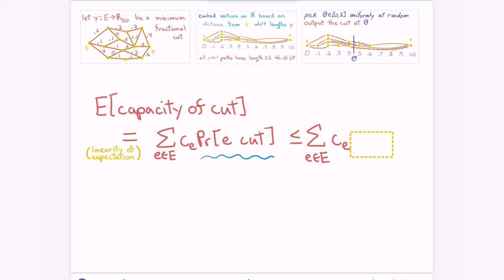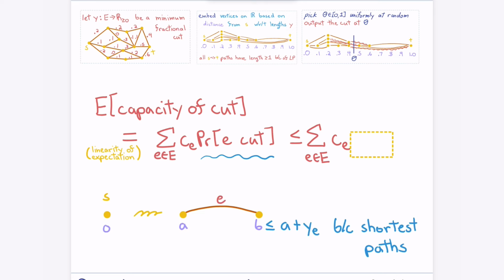Why is it at most the length of the edge? Yeah, because it's being stretched out on the line, right? And it can't be stretched out more than YE. It's the shortest path thing. So this becomes YE. That's the weight of the minimum capacity of a fractional cut. So a random cut in expectation is going to be at most the fractional cut value, right? Okay, now how do I actually get an ST cut?